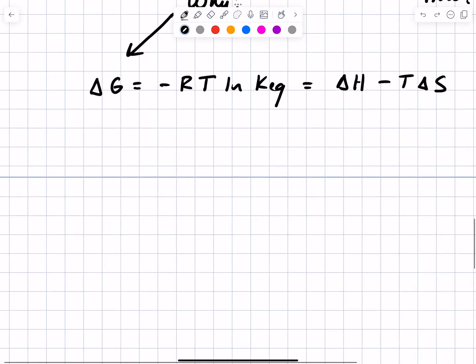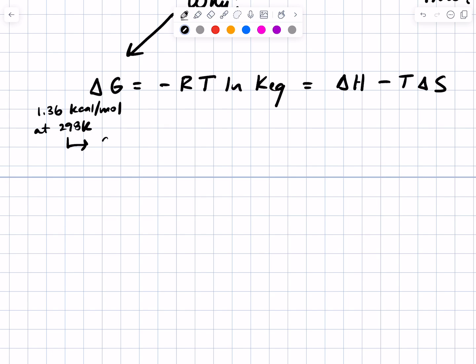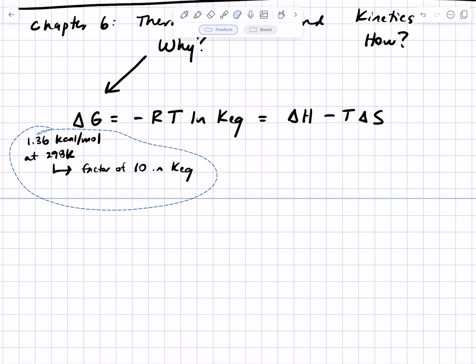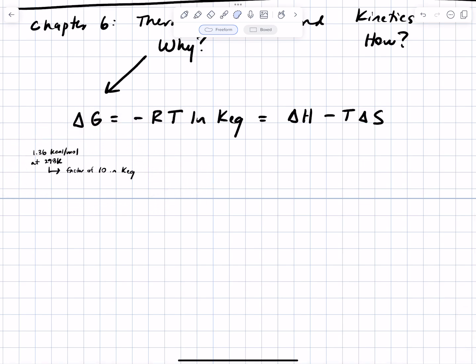This is a little bit of an aside. I'm going to write it down just so you're aware of it, and I may talk about it as we discuss various reactions. 1.36 kilocalorie per mole difference in free energy at 298 Kelvin is associated with a factor of 10 in equilibrium constant. So that's nothing to memorize, but it's something that I will use occasionally to give a sense for how big a difference a free energy change makes.